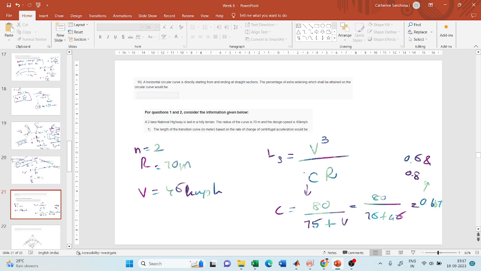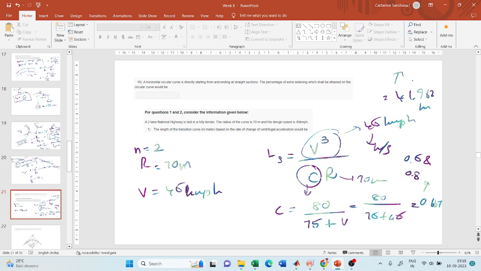Now if you substitute 0.667 here, and substitute V as 45 kilometers per hour, here you have to convert it to meters per second, because we have derived this equation and it is not empirical. And R you substitute as 70 meters. If you do that, you will get the final answer as 41.962. So this is the length of the transition curve.